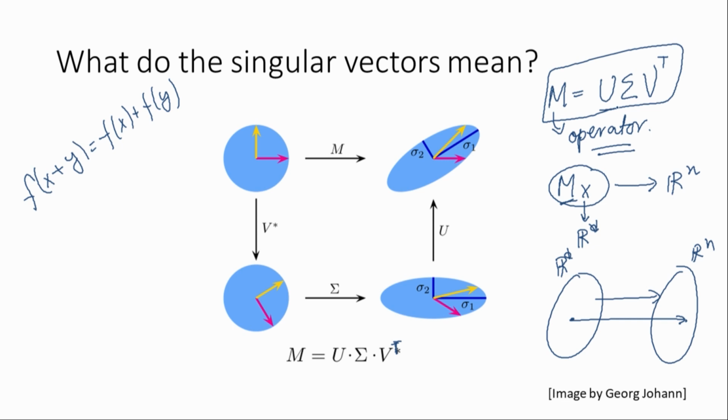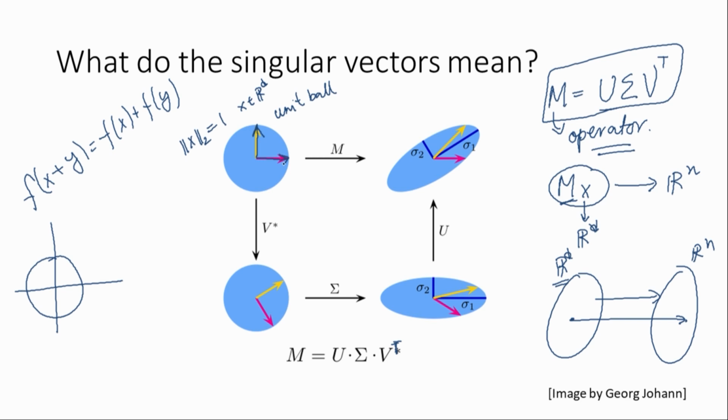Imagine that in R^d you consider the unit ball. What is the unit ball in R^d? Consider L2. The unit ball in two dimensions is nothing but the unit circle. Similarly, the unit ball in R^d is the set of all vectors x in R^d such that the 2-norm is 1. Consider any two vectors in the unit ball. Let's see what happens to them when I multiply by M.